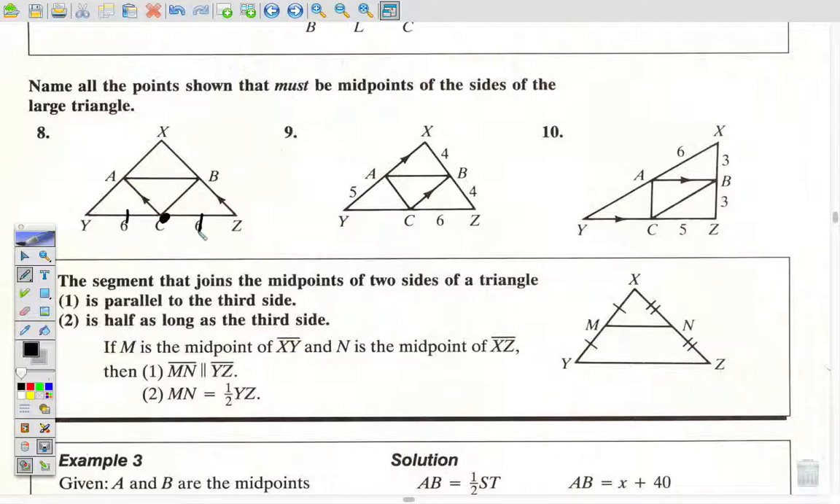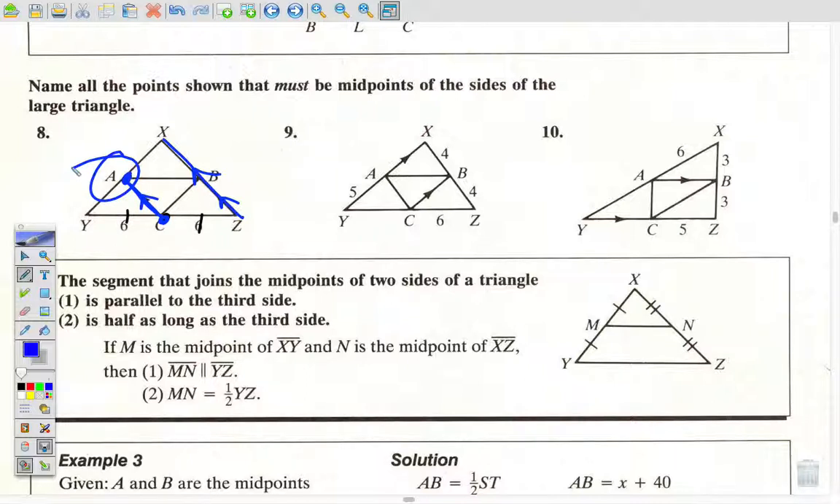Now, if I have a segment, and say I'm looking at this segment, and a midpoint lies on that, and say that segment is parallel to another side of the triangle, and I know they are because of this arrow right there. What do you know about the point that it hits on the other side? Well, A has to be a midpoint. So A would also have to be a midpoint.